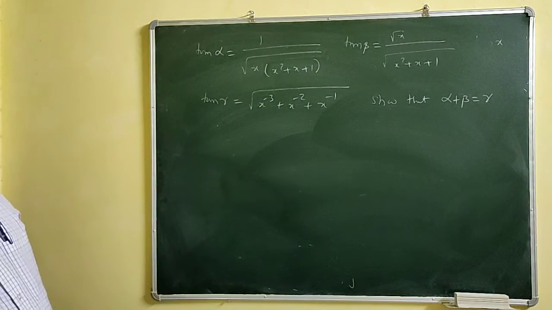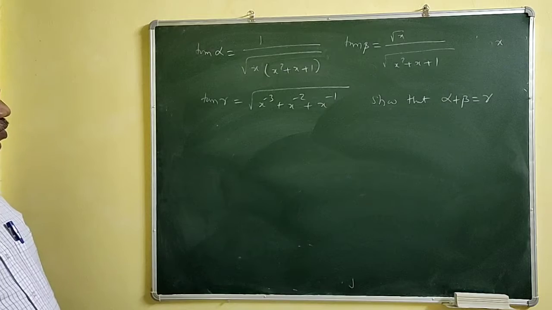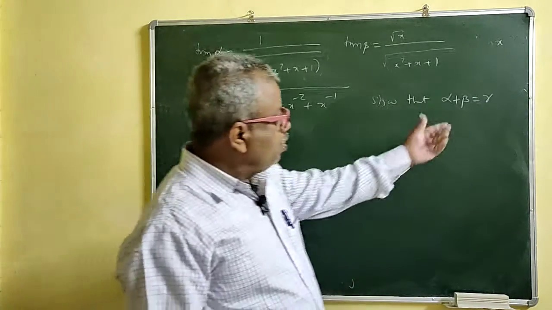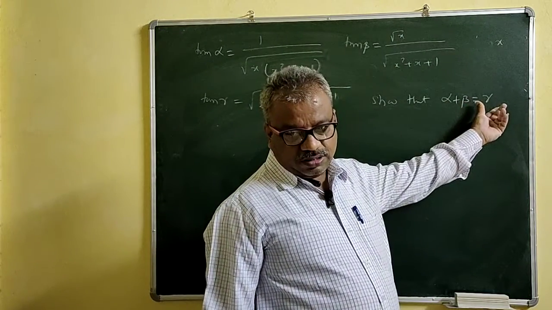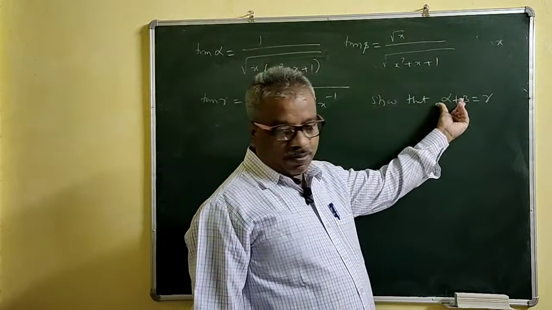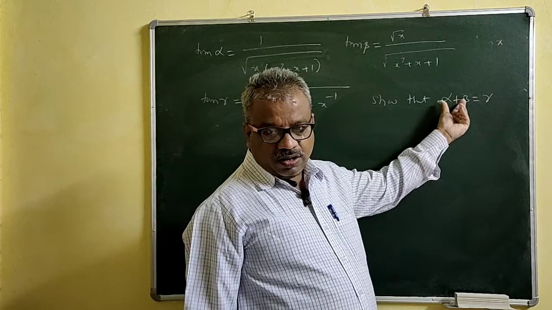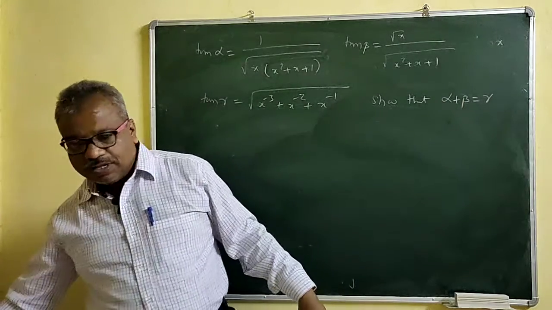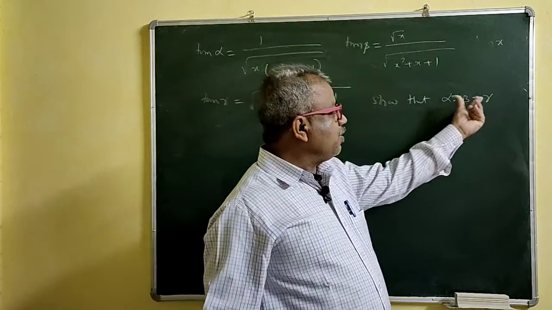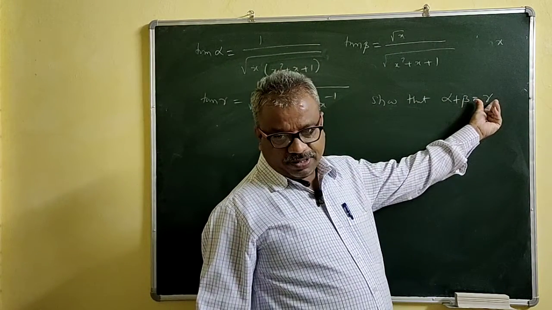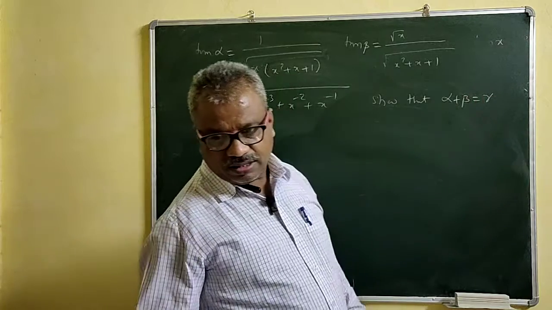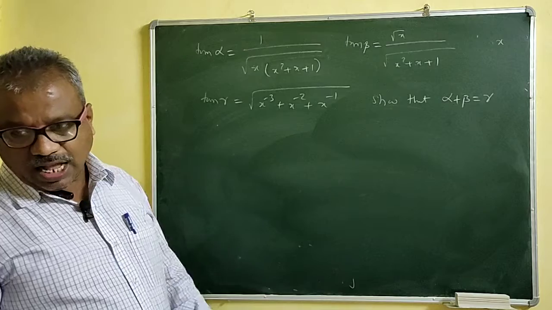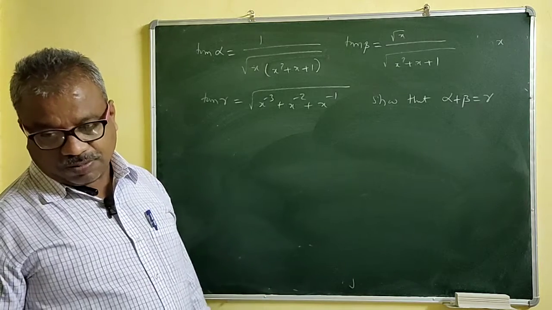See, this is also a very interesting problem. What do we have to prove? Alpha plus beta is equal to gamma. So we'll find tan of alpha plus beta, and if we prove that tan of alpha plus beta is the same as tan gamma, then alpha plus beta is the same as gamma. So we'll find tan of alpha plus beta.